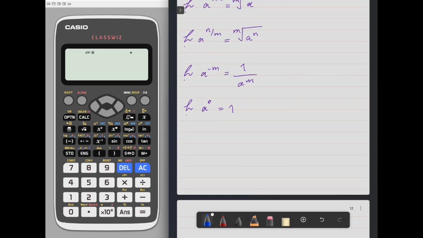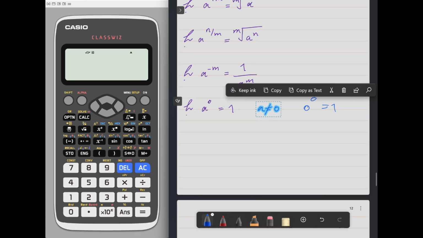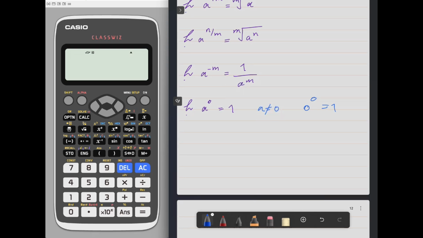And guys, any number, let's say a is not equal to 0, to the power of 0 is equal to 1. This has no exception. Why do I say it has no exception? Because even 0 to the power of 0 is equal to 1. But I said a is not equal to 0 because we're not dealing with 0 right now.